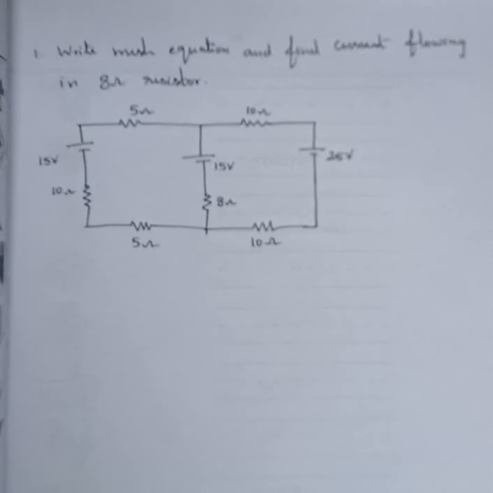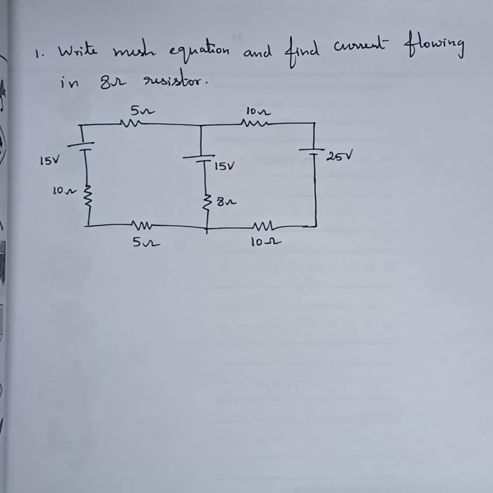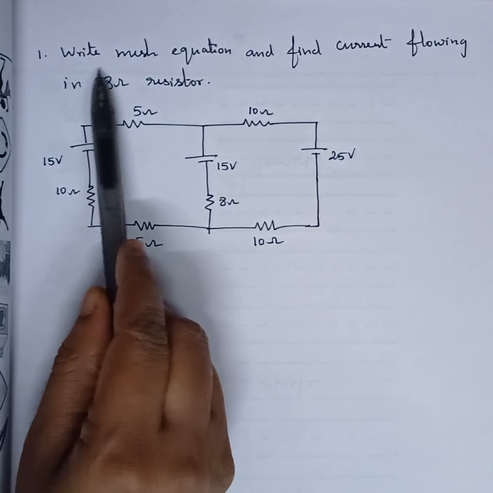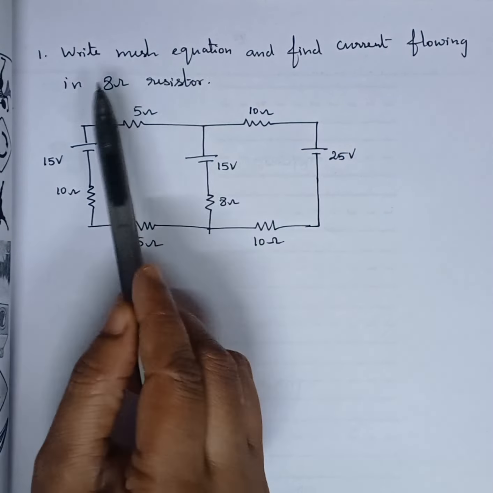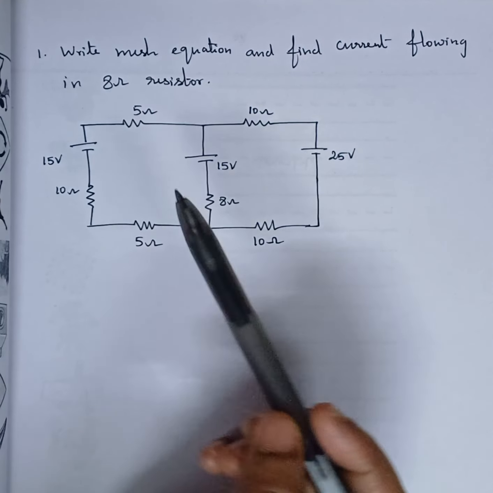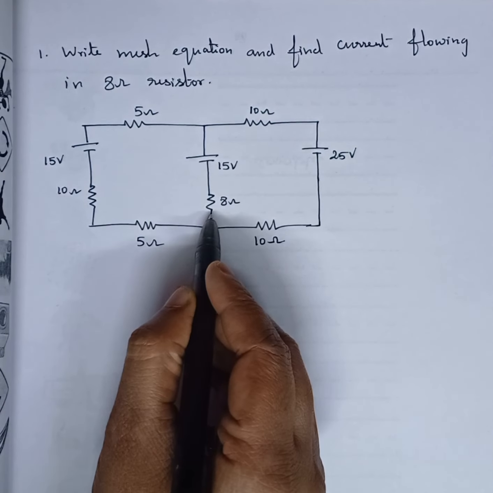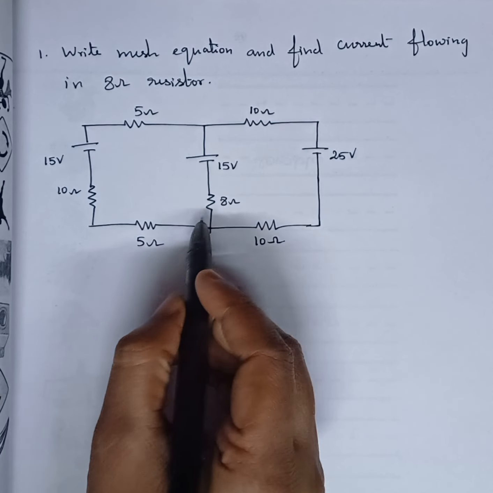Very good morning, students. Today we are going to discuss problems based on mesh analysis. In this one, write the mesh equations and find the current flowing through the 8 ohm resistor. So this is the 8 ohm resistor, and we are going to find the current flowing through it.